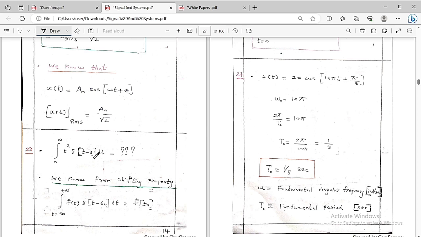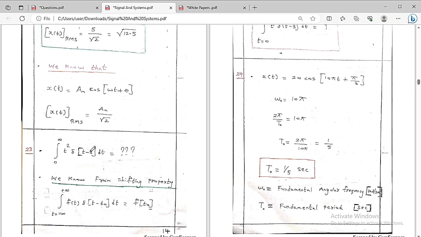So now here t naught is equal to 3. This delta of t minus 3 is going to be present at t is equal to 3. It's a shifted version of delta of t by 3 units. So it is going to lie at t is equal to 3, and we are doing integration from 0 to infinity. Yes, it is going to lie in the integration limits, so t is equal to 3 lies between 0 and infinity.